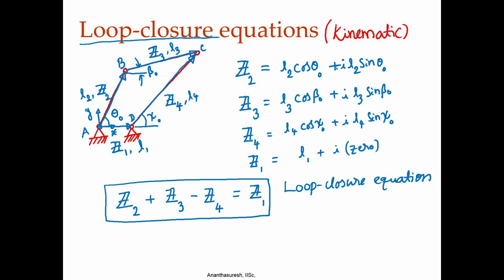Okay. At this point, you may wonder why we are using complex numbers to indicate vectors. Why could we not have just used vectors, right?